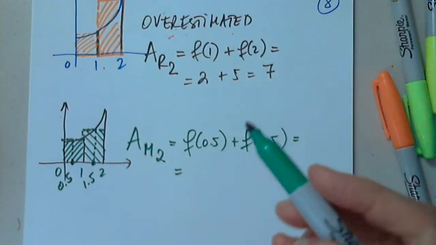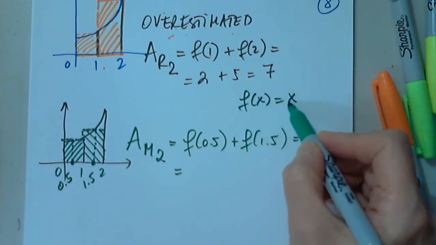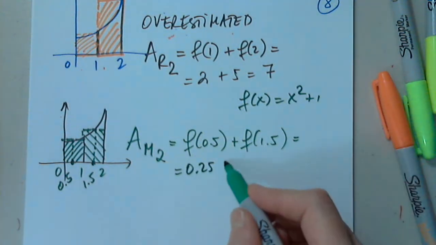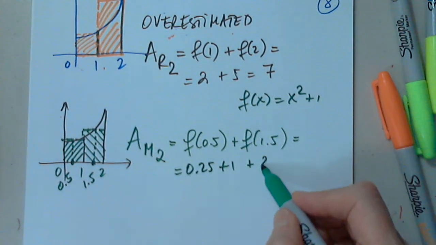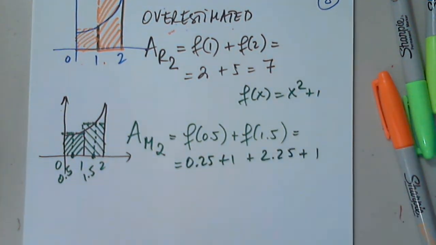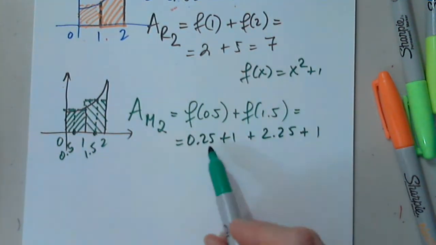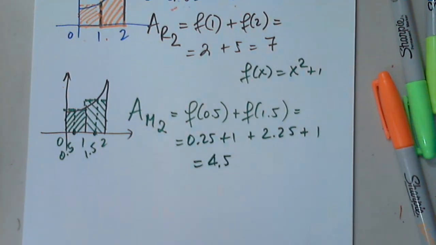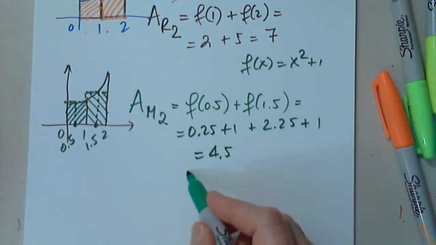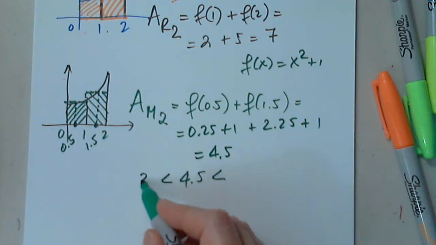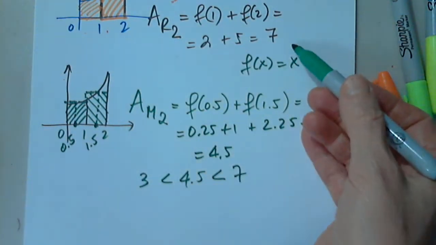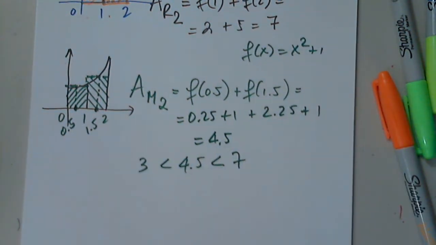So this is 0.5, so our function again, x squared plus 1. 0.5 squared will be 0.25 plus 1. 1.5 squared will be 2.25 plus 1. So this will be 2.5, 3, 4.5. As expected, 4.5 is definitely between the 3 that we found, which was a complete underestimation, and 7 that is a complete overestimation of the exact area.